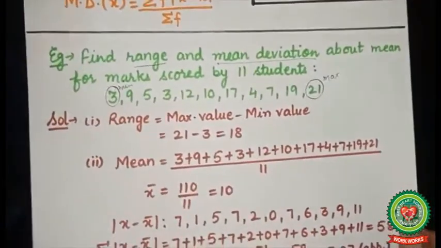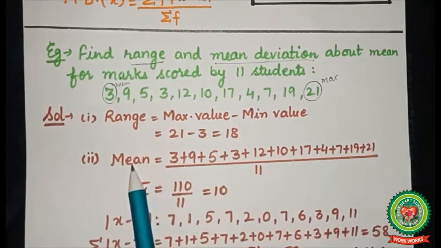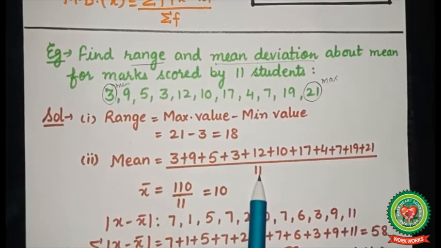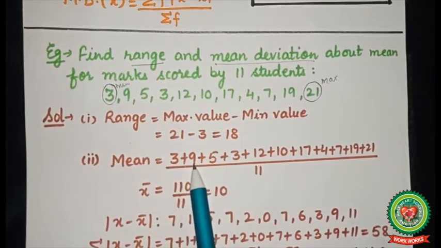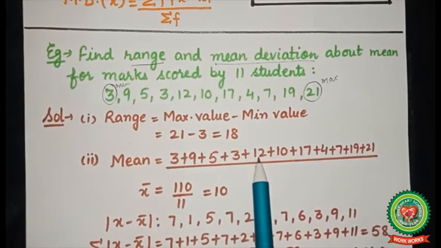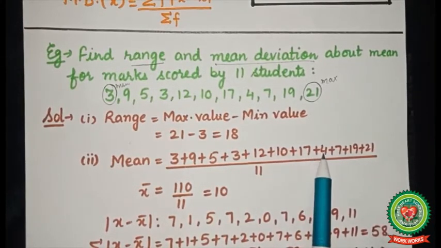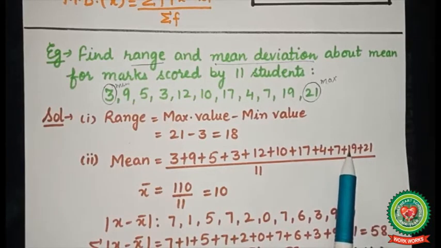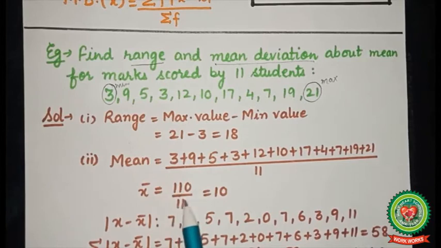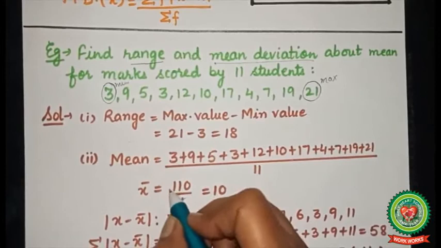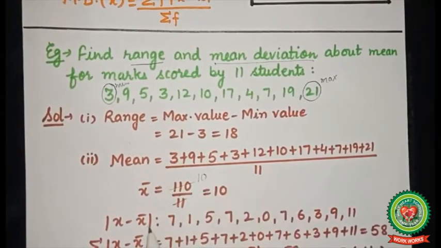Now, for the ungrouped data, mean is equal to sum of observations upon number of observations. So when you add all these terms, that is 3 plus 9 plus 5 plus 13 plus 12 plus 10 plus 17 plus 4 plus 7 plus 19 plus 21 and divide by 11, we get 110 upon 11. Now here cutting is possible, so we are left with mean is equal to 10.